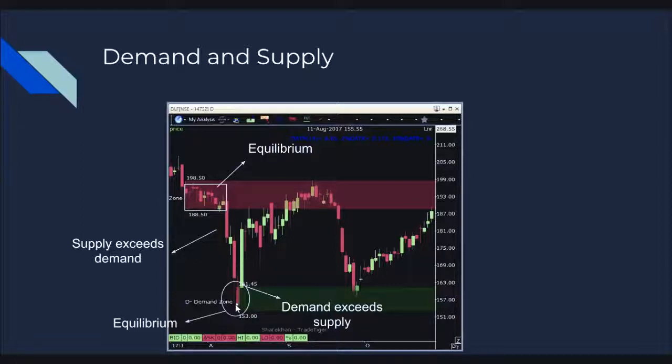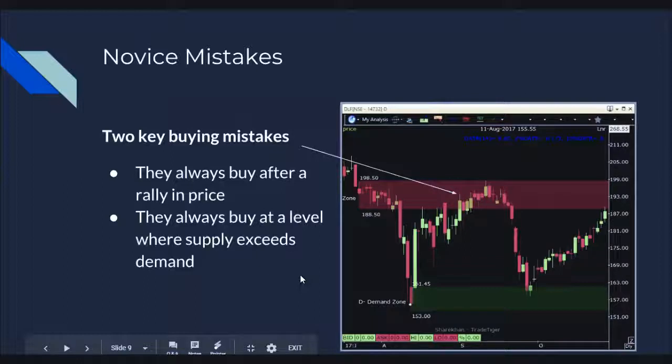These novices or the retail traders are consistently losing because they are consistently making mistakes while they trade. And let's see what those mistakes are. They always make two key basic mistakes, and that's the reason they are consistently losing. The first mistake a novice buyer makes is that he always buys after a rally in price. And mistake number two, he usually ends up buying at a place where supply exceeds demand. These are the two common mistakes that all retail traders make.